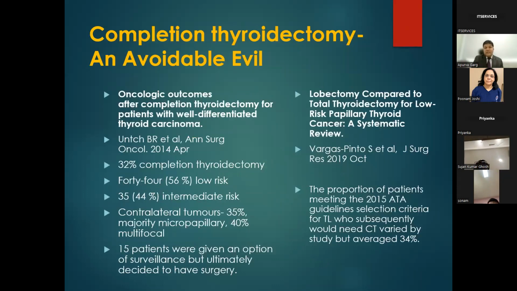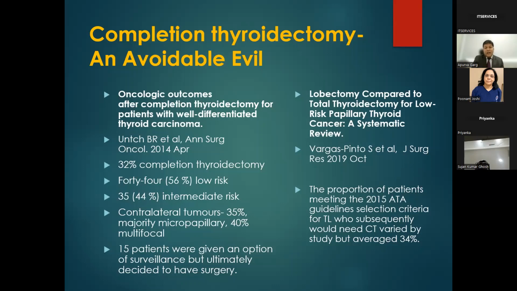So completion thyroidectomy is an unavoidable evil which we have to do sometimes when we find adverse features. And what is completion thyroidectomy? That after we know the histopathology of the hemithyroidectomy, if we had known these features beforehand, we would have done total thyroidectomy. So oncological outcomes after completion thyroidectomy for patients with well-differentiated thyroid carcinoma.